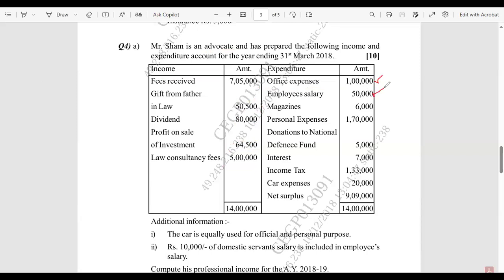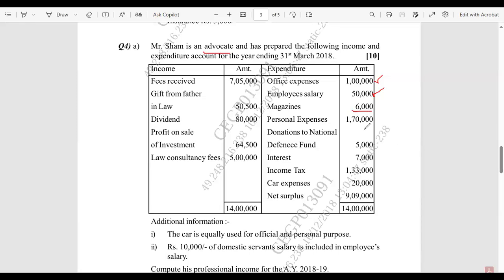Employee salary, it is allowed. Now why is it allowed? Because salary is a part of my profession because I employed the people. Magazines, this will not be allowed. Why? Because it may be assumed by income tax that these magazines are not specific to my role as an advocate. If I can justify 6,000 rupees paid for magazines to understand the laws, then it can be accepted. But when I'm an advocate, supplements or substitute publications by lawful authorities are used for updating knowledge. Magazines will serve a general purpose, and so it will not be allowed.